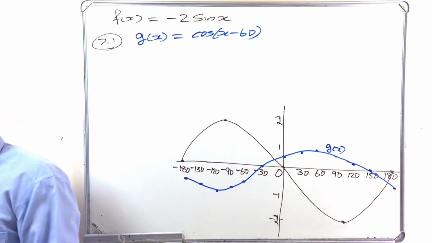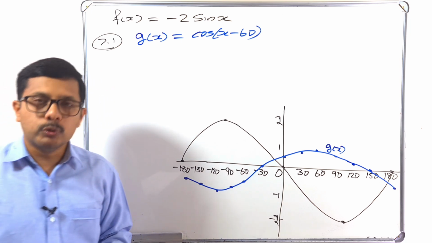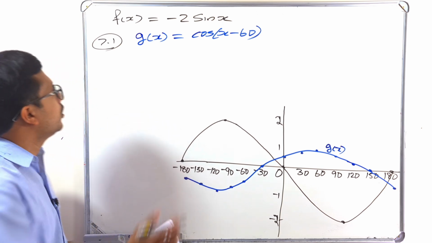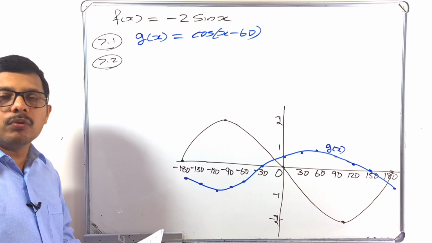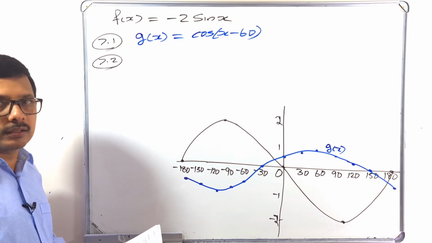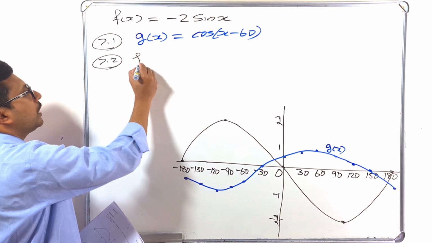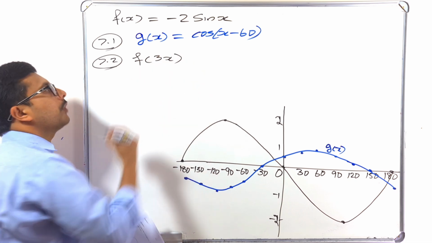Okay, so that is question number 7.1. Now let's move to question number 7.2. What is that question? Write down the period of f of 3x. What is the meaning of f of 3x? You have to find the period of f of 3x.